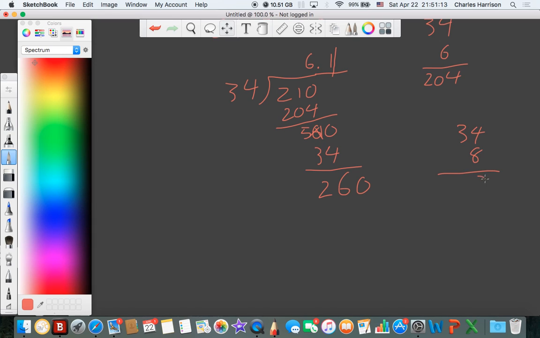So that's going to be 32. Carry the 3. This times this is 24 plus 3 is 27. That's too big, so we can't use 8. So let's try 7. This times this is 28, carry the 2, this times this is 21, plus 2 is 23. Yeah. So I'm going to have to say that it's 7.